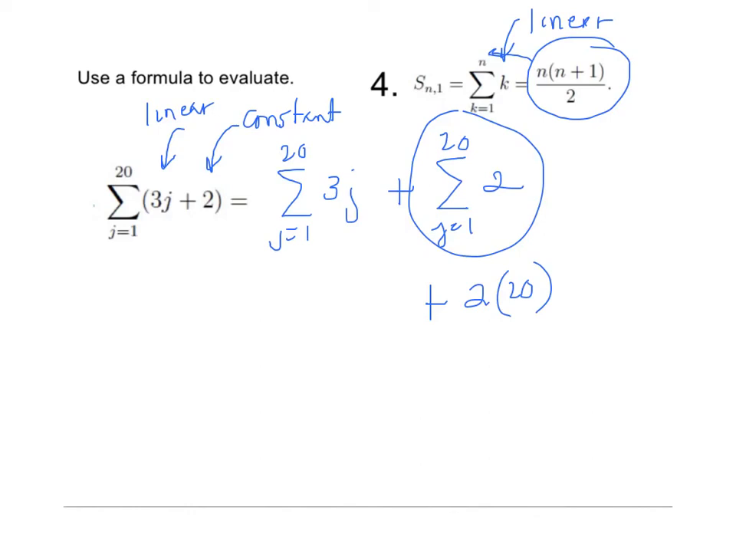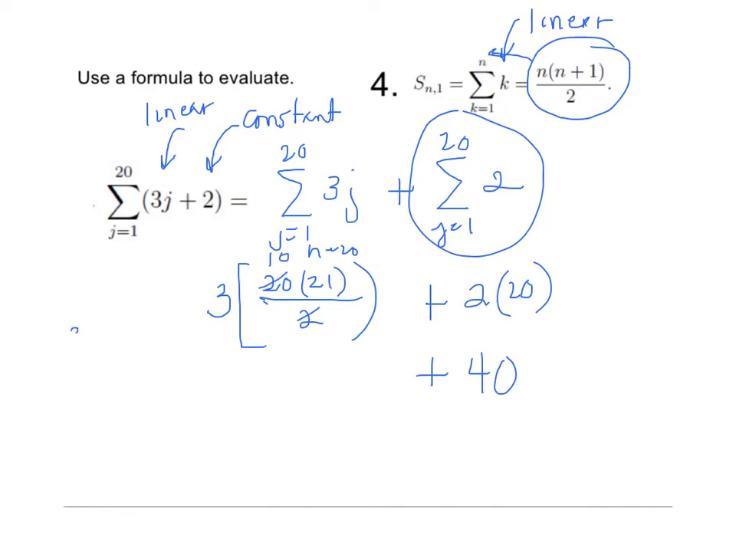This one is going to be 3 times, because the constant can come out, and then this linear is going to be n times n plus 1 over 2. Well, what is n? N is 20, so I'm going to have 20 times 21 over 2. And once I have this, then the rest is just doing the math. So this is 10, so I'm going to have 30 times 21, 630, so I have 670.